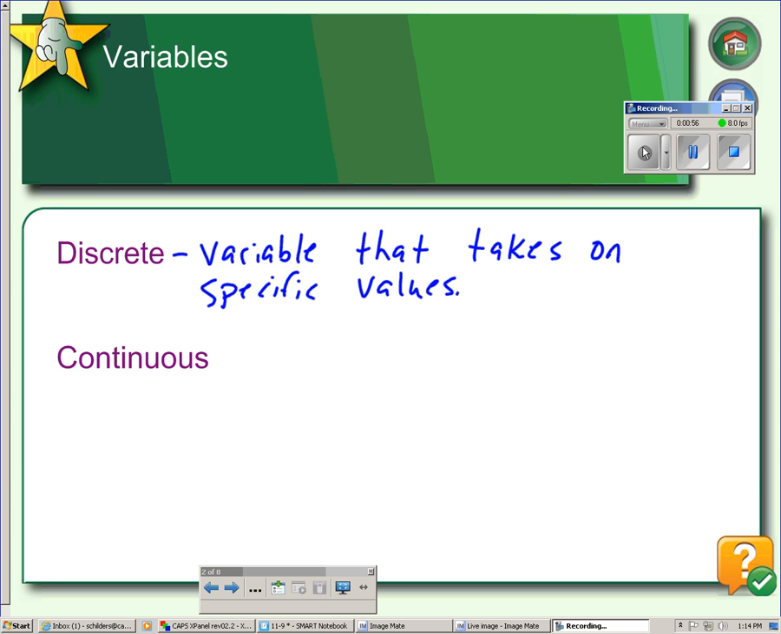Another example of discrete variables is when you're counting people. People come in whole numbers. You can't have half a person. So that's a discrete variable.